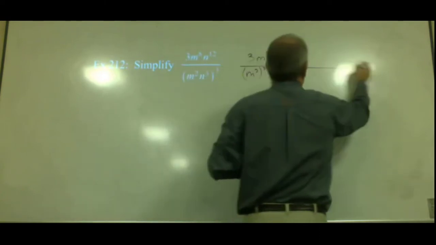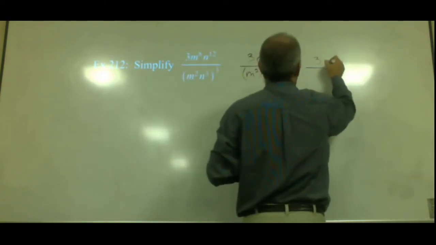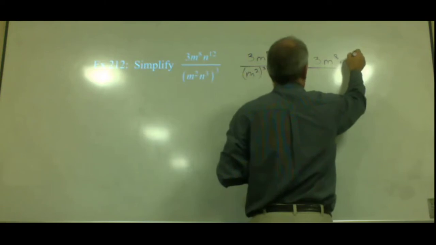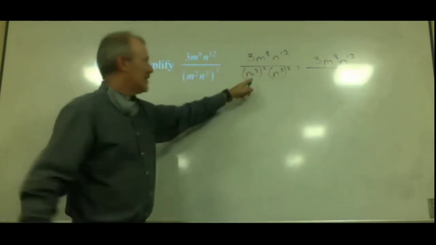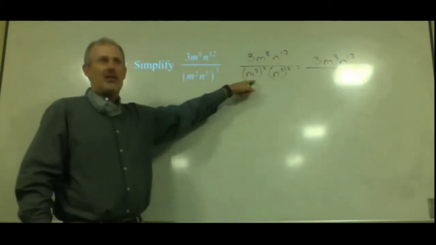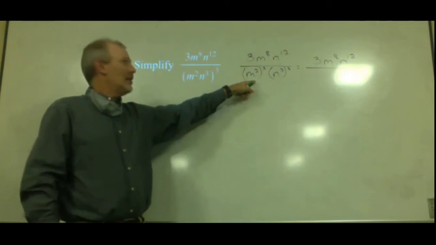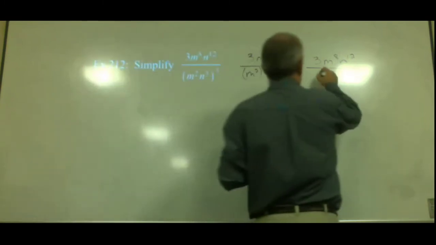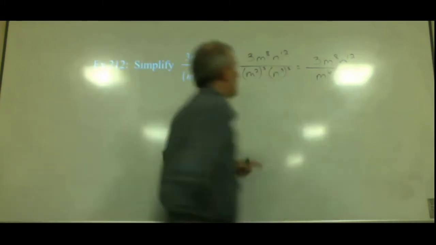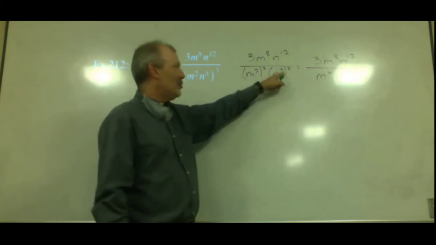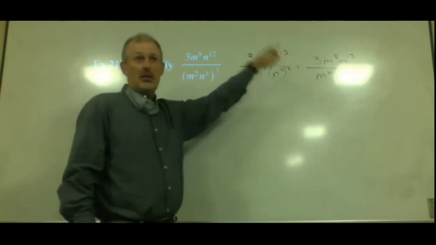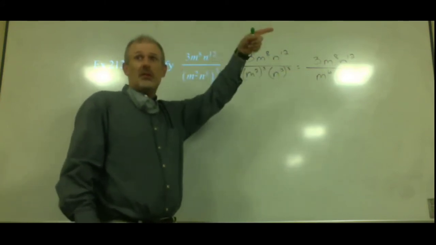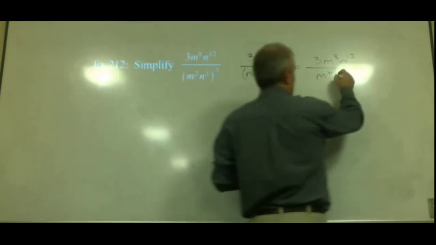So again, we're not going to do anything with the top, 3m to the 8th, n to the 12th. What happens to the m's in the denominator? M squared cubed becomes m to the 6th. You're exactly right. We multiply those exponents. Then when we have n cubed cubed, one base with 2 exponents, we multiply again, so n to the 9th.